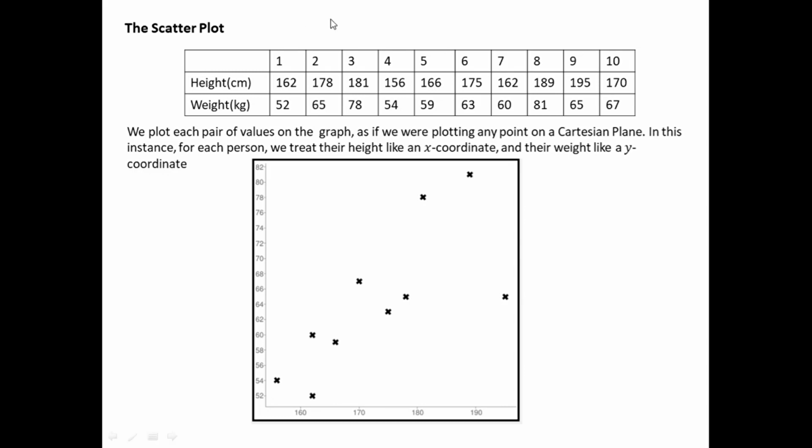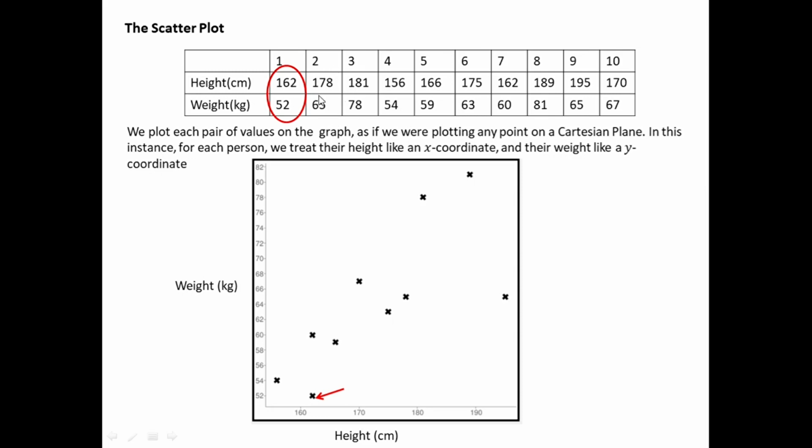This is one I got a computer program to generate for me. Now when you do a scatterplot, you don't have to do little crosses for each point. You can just put a little dot. But what I did is I looked at person number 1, and I said, let's treat this height as an x coordinate and the weight as a y coordinate. So where would that be on my Cartesian plane? Well, a height of 162 is over here somewhere, and a weight of 52 is over there. So this person here, that is their point on the scatterplot.